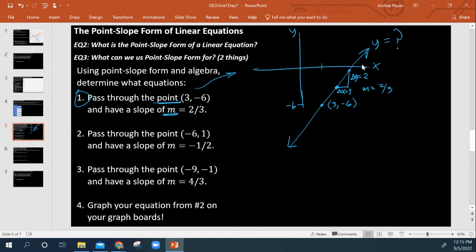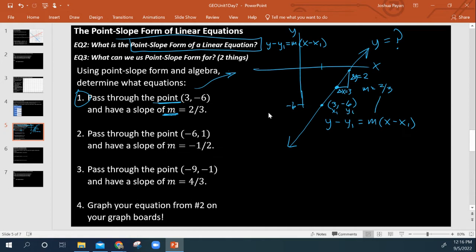Right, so all we're going to do is plug into y minus y1 equals m times x minus x1. Right, so we see here this is literally the point slope form of an equation. Point slope form is y minus y1 equals m times x minus x1. And we conveniently have all those numbers. So this is x1, y1, and obviously m is right there.